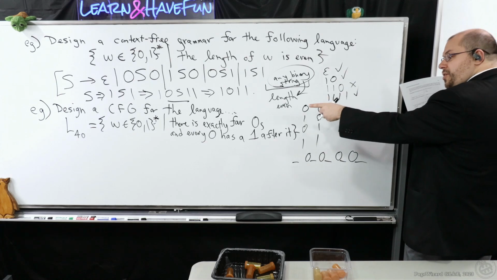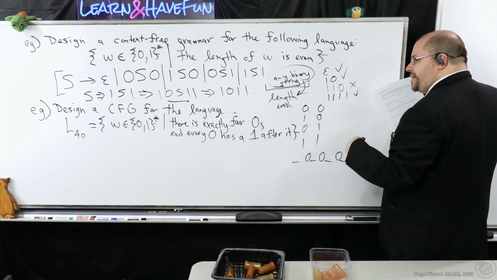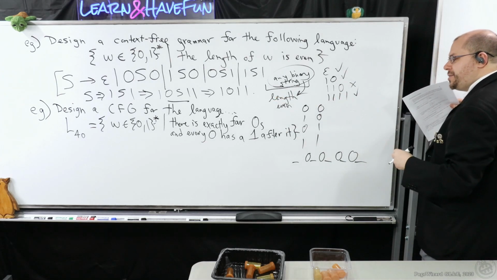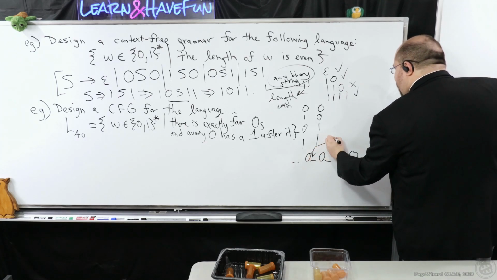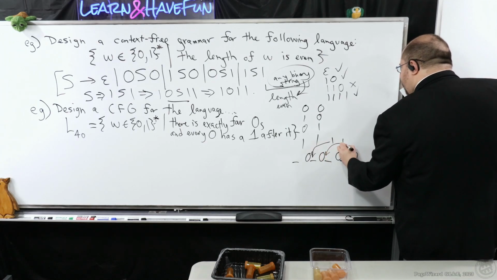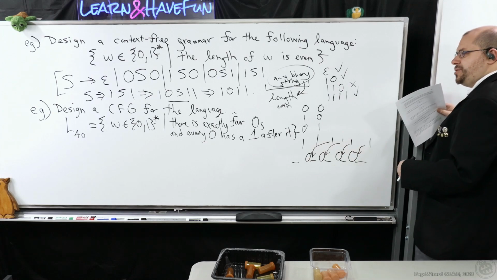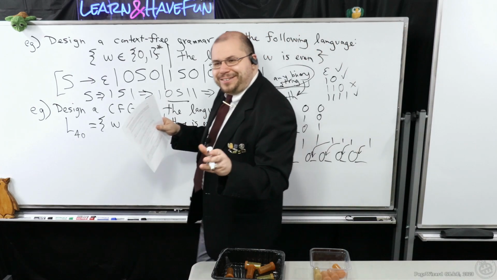However, if you look at our definition of this language over here, it says that every 0 has a 1 after it. So you know right away that there has to be a 1 that comes right after each one of these zeros. The minute you observe this, it makes everything much easier.